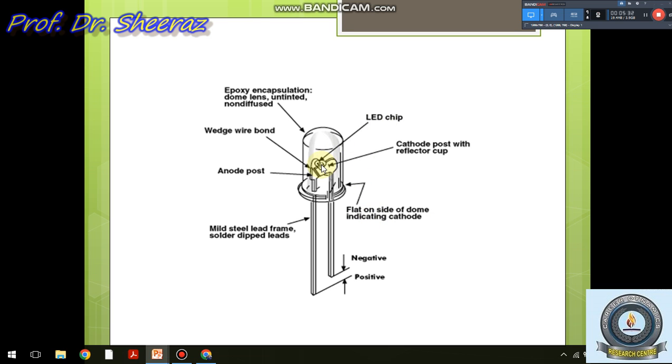Now this is an LED chip. The cathode post has a reflector cup, and you can see that on the cathode side we have this chip. On the anode side there is a wedge wire bond, and the whole structure is encapsulated in the form of glass, acting like a small bulb. It is as simple as that.